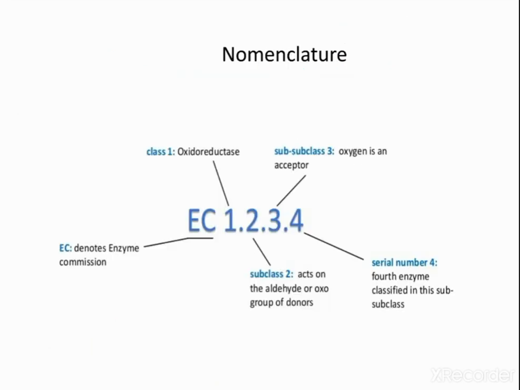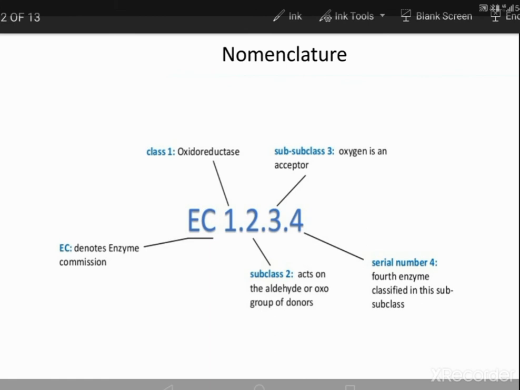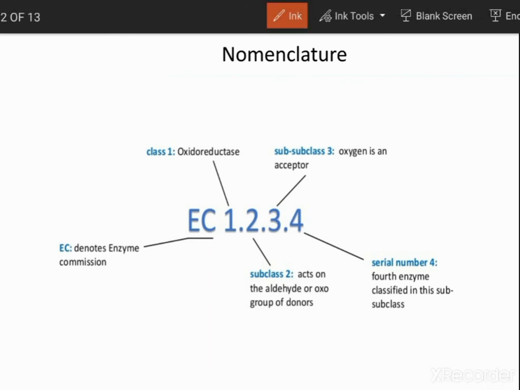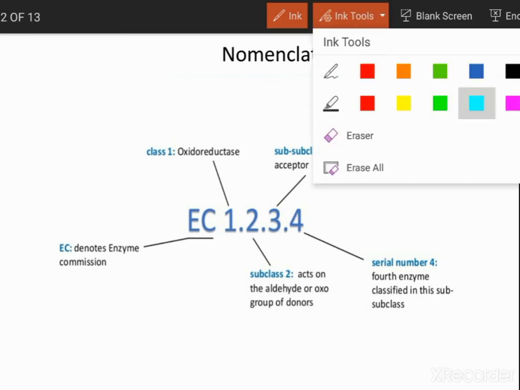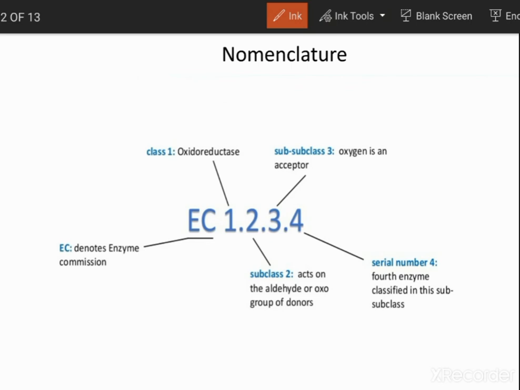This is an example of what I was telling. So this is an example for an enzyme. Let me take this as EC 1.2.3.4. So here EC is common for every enzyme. EC stands for enzyme commission, and the first number 1 is for the class. So we have 6 classes of enzymes. So you say 1, 2, 3, 4, 5, 6.